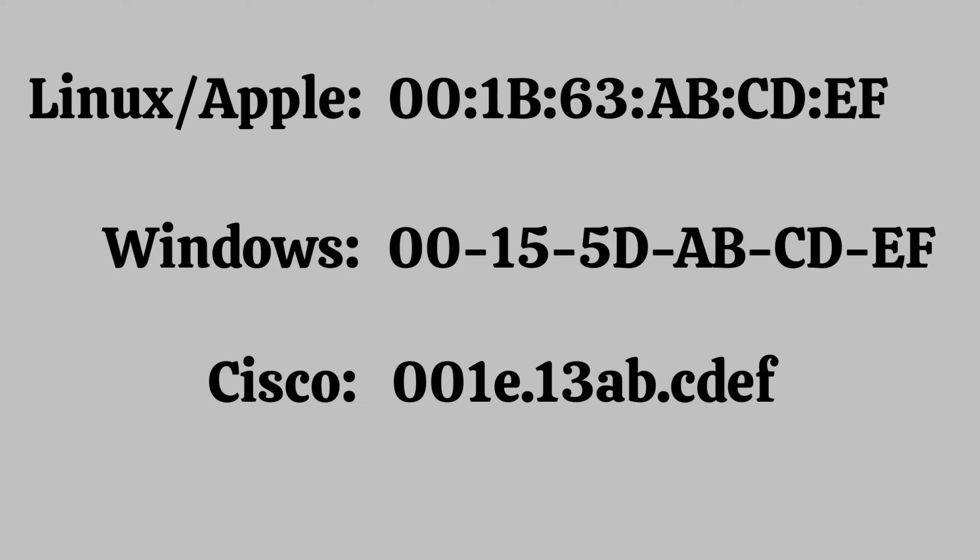For instance, Linux and Apple devices would typically display a MAC address as 6 groups of 2 hexadecimal digits, separated by colons. In contrast, a Windows system represents the MAC address with hyphens instead of colons. Meanwhile, Cisco devices display MAC addresses with periods separating 4 sets of hexadecimal digits.